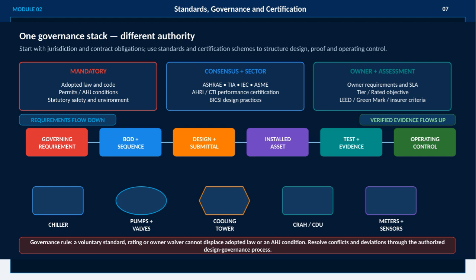Importantly, voluntary standards or owner waivers cannot override adopted laws or authority having jurisdiction conditions. Any conflicts must be resolved within the authorized governance process. This ensures a clear, enforceable framework for maintaining safety, performance, and reliability.